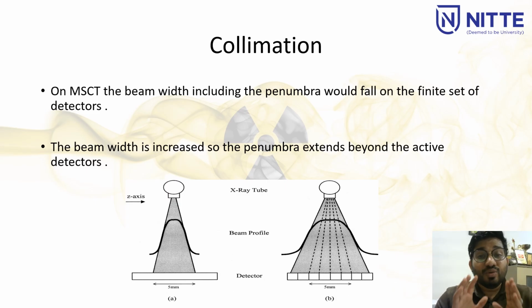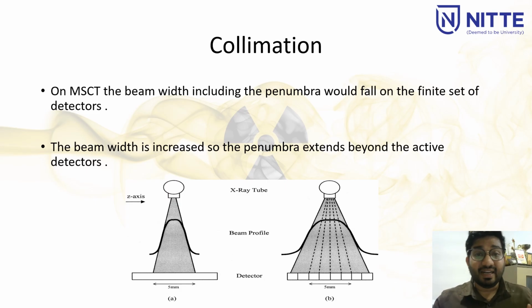Here we use a wide fan beam or cone beam covering many detector rows, and the beam width covers the entire detector array. When we discuss penumbra effects, penumbra exists only at the outer edge of the full detector array. The central detectors receive full beam intensity, so most of the radiation falls within the active detectors, and much less radiation falls outside them.